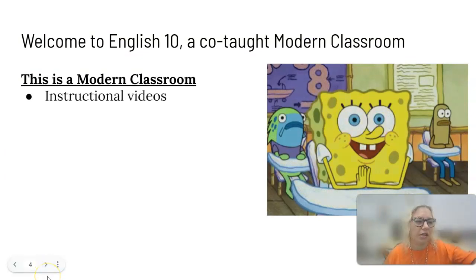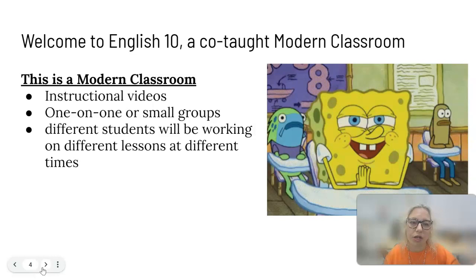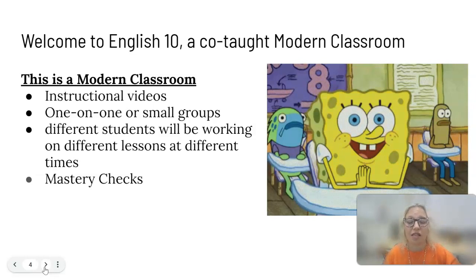Modern Classroom is a class that uses instructional videos, like you're watching right now, that I make ahead of time, that you can watch anywhere, anytime, as many times as you like in order to get the content. But also, and this is really important, it's also a time for me to work with you one-on-one or in small groups in the classroom. And so it's a hybrid, it's a combination of those two things. Different students also will be working on different things at different times because it's self-paced and differentiated. How do I know you've learned something? Well, it's by taking a mastery check at the end of a lesson and then you move on to the next.